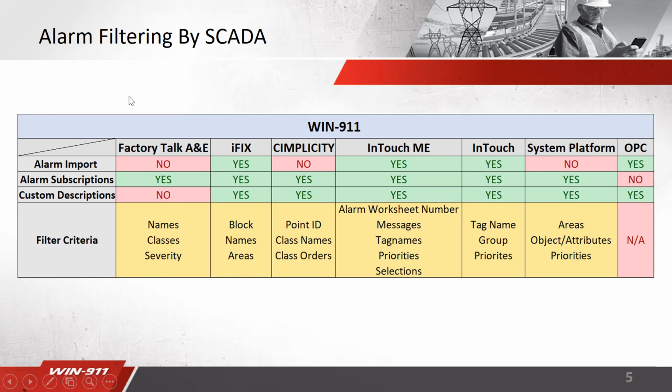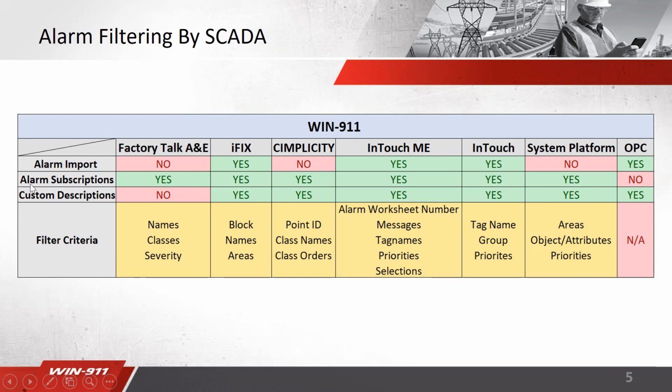This is a rundown of all the SCADAs we support for Win911. If your SCADA is not shown, you would be using the OPC connection. As you can see, only a few SCADAs support the alarm import. This method is similar to version 7 in how you choose which alarms you want to bring over. You point them to a specific call-out list.